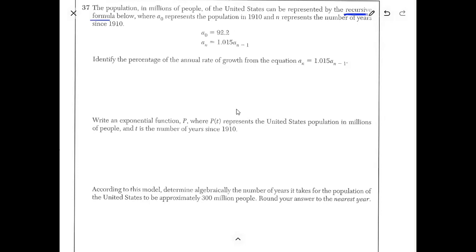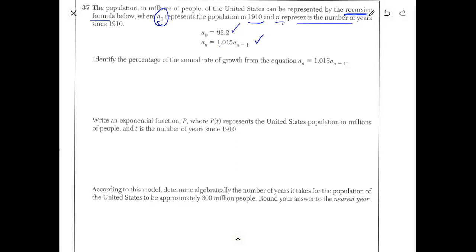All right, so they've given us a recursive formula where A sub 0 represents the initial population in 1910, and N represents the number of years. So N is the number of years since 1910. A sub 0 is the population in 1910, so the population in 1910 was 92.2. I guess that's million. Yeah, it's million. And then this is the formula that's going to tell you the growth.